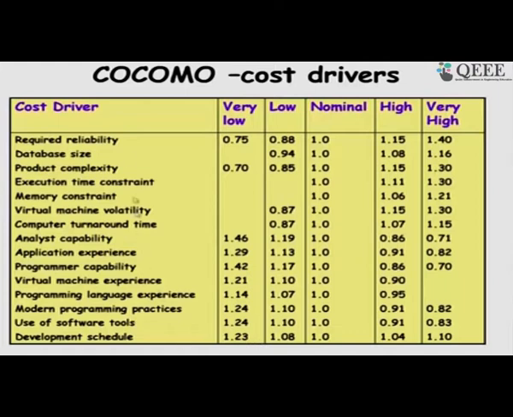So, if we rate all the factors as nominal, we do not change the basic result, but in a typical situation some of these factors may have to be different from nominal, and we use the appropriate multipliers. So, each multiplier is directly multiplied with the result obtained from the basic model.